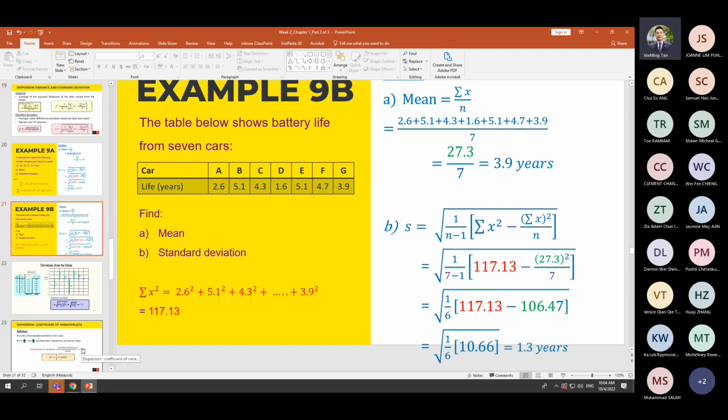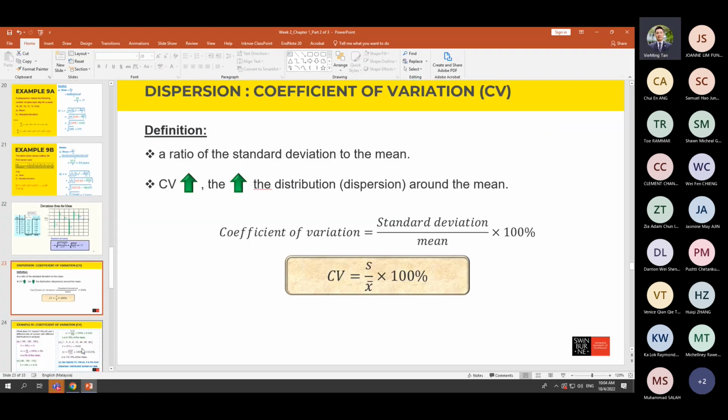Okay, next. Next will be the CV, coefficient of variation. So this measurement is also used to measure the dispersion of the data distribution. Okay, whether it's highly dispersed or not. So the higher the CV, the more dispersed is the data distribution. That means the values deviate a lot from the mean.